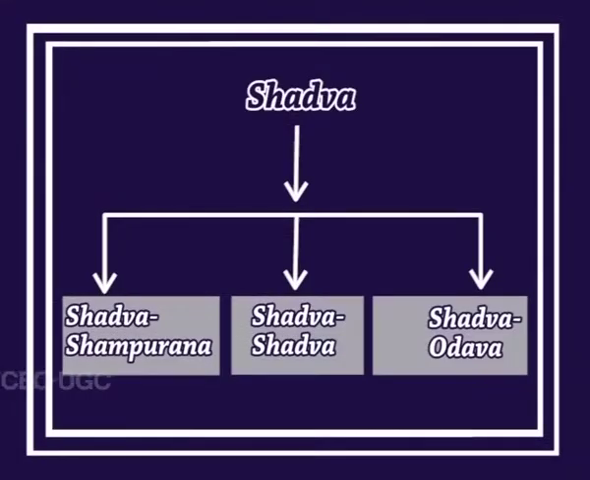As three different jatis of rag are formed by mixing Sampurna jati with Shadav and Audav, so is the case of the other two main jatis. Thus, while mixing Shadav jati with Sampurna and Audav, again three more jatis are generated, which are shown in the table in the script, which are Shadav Sampurna, Shadav Shadav and Shadav Audav.